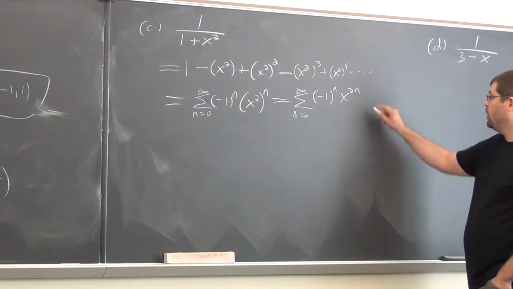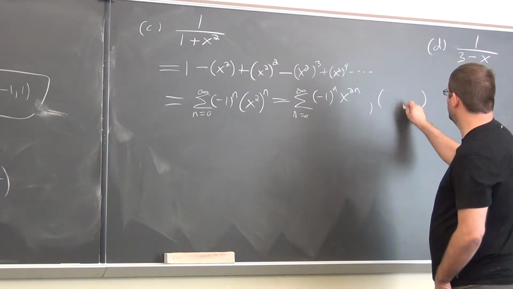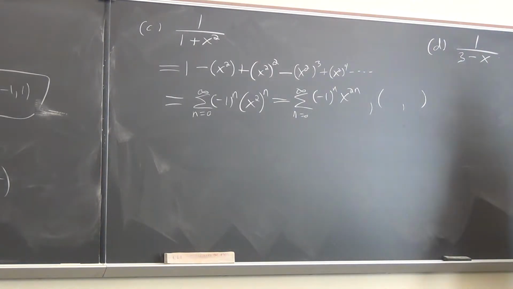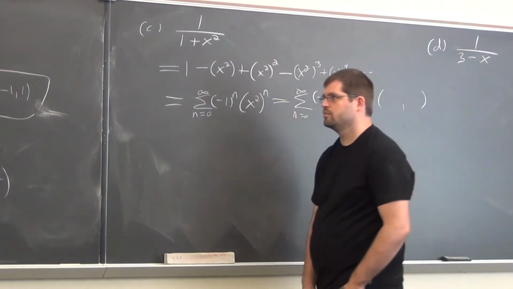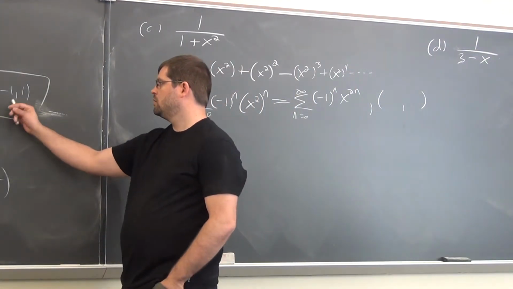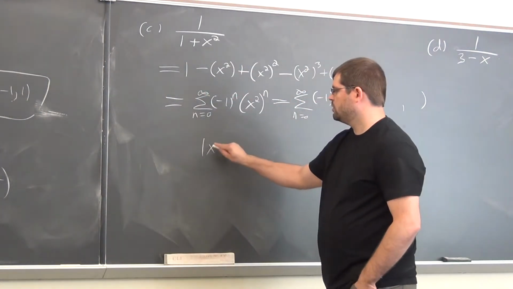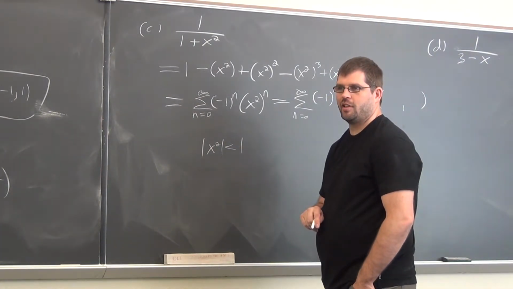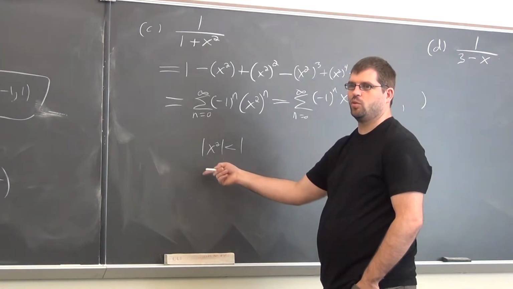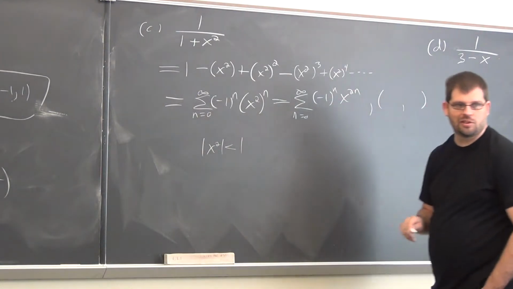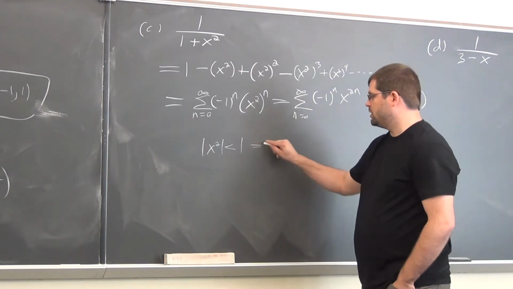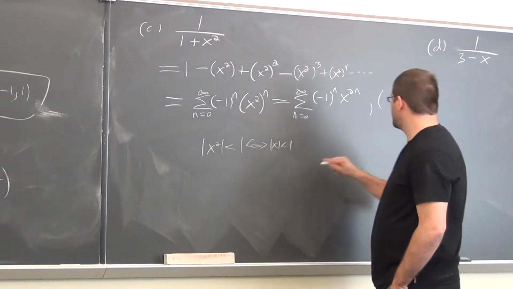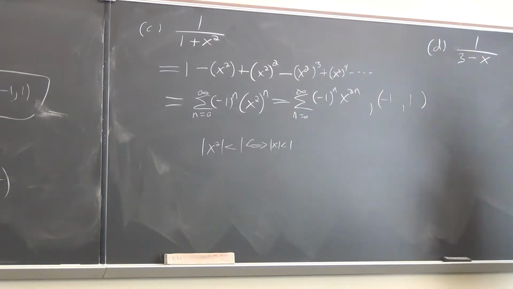Okay? And then what are the values that that makes sense on? I was plugging x squared in for x. I know the absolute value of x had to be less than 1, and so a square is less than 1 exactly when the original was less than 1, right? And so this is the same bounds. Just be careful if there's something different going on.